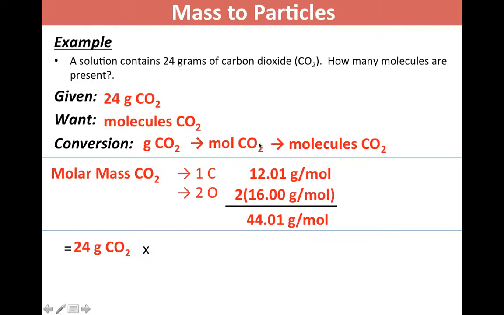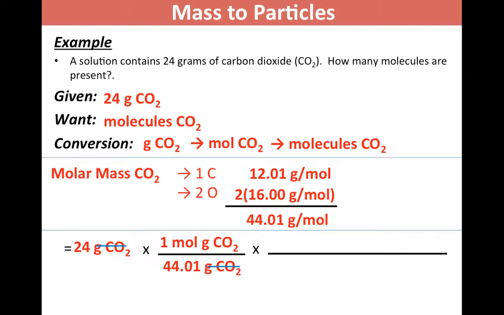So 24 grams of carbon dioxide times. Now I have to convert it to moles. What is going to go on the bottom? You want to cancel out your grams, so your molar mass will go on the bottom. Moles is what you want, that's going to go on the top. So my grams of carbon dioxide cancels out. I'm left with moles.